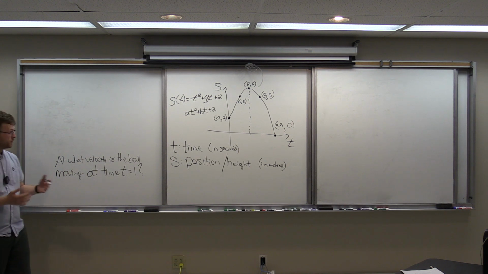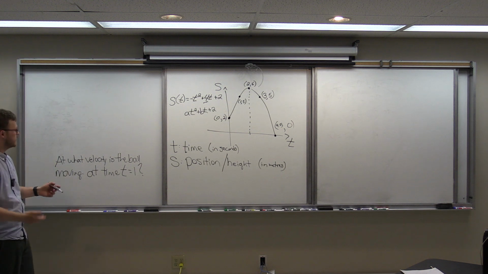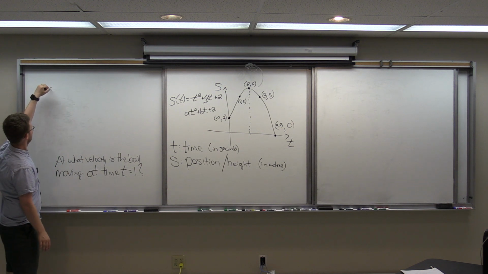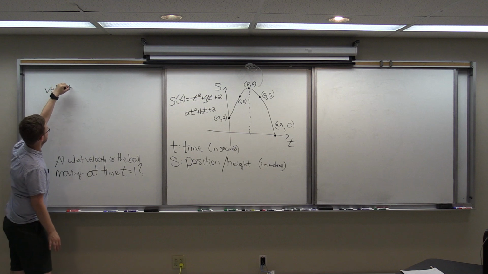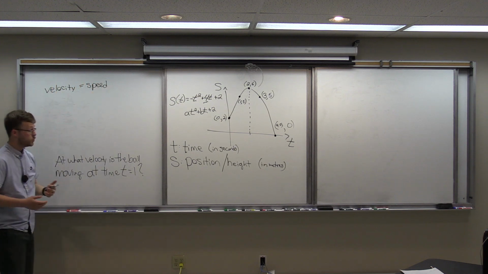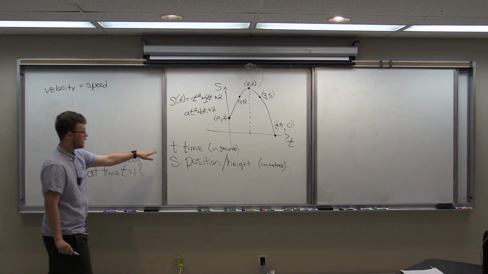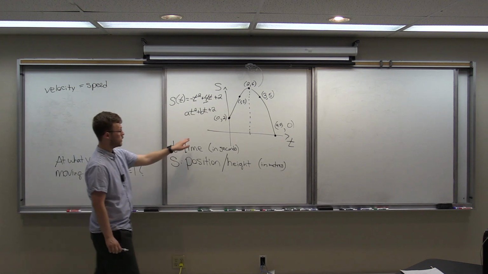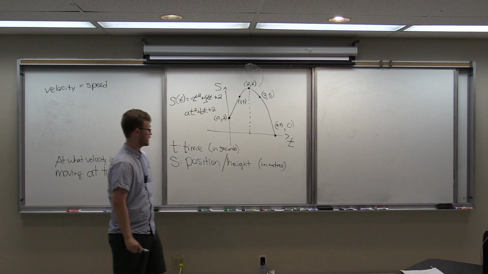So velocity may be a fairly new word. Speed is an appropriate way to refer to it. So velocity is pretty much the same thing as saying speed. And let's go back to our units. So t, the time, is measured in seconds. As we go across this t-axis, we are measuring in seconds.